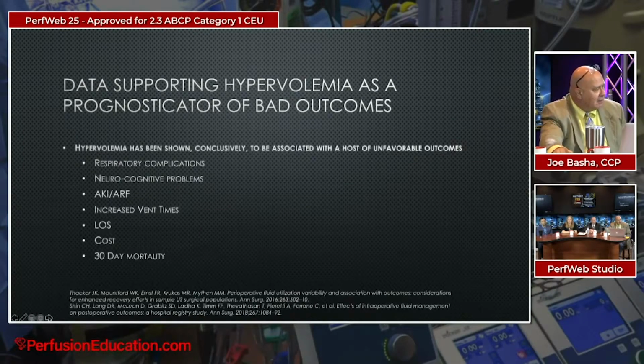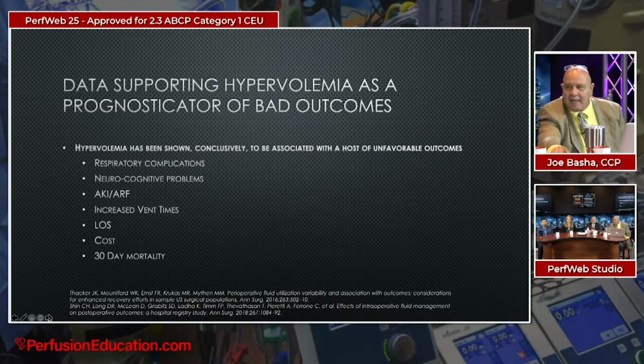Next slide, please. Hypervolemia has been shown conclusively, and I want to say that one more time, hypervolemia has been shown conclusively, not conjecturally, to be associated with a host of unfavorable outcomes, to include respiratory complications, neurocognitive problems, AKI and ARF. Again, AKI and ARF. This is hypervolemia, all right? Increased vent times, length of stay, increased cost, and increased 30-day mortality.